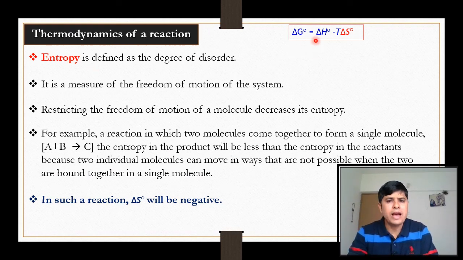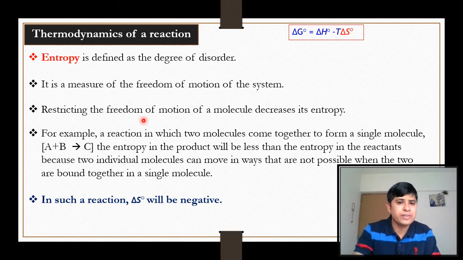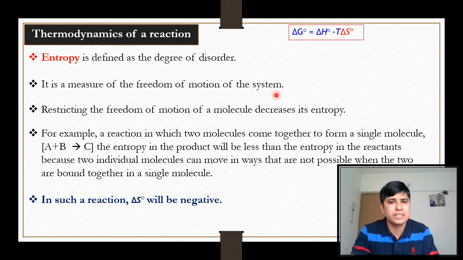Now see, we are having the second term in this slide, that is entropy. Entropy is defined as the degree of disorder, isn't it? See, we know delta G0 is equal to delta H0 minus T delta S, isn't it? So entropy is defined as the degree of disorder. It is a measure of the freedom of motion of the system.